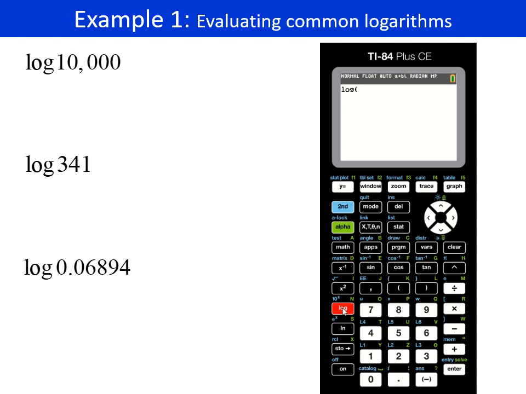So even though our problems say, for example, LOG 10,000 without any parentheses, we have to type the 10,000 in the parentheses. So there's the LOG of 10,000 on the TI-84. Here is the LOG of 341. And here is the LOG of 0.06894. Those are numbers that may need to be rounded off to a certain number of decimal places.